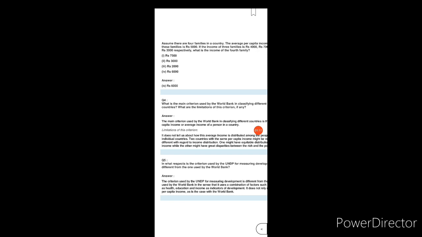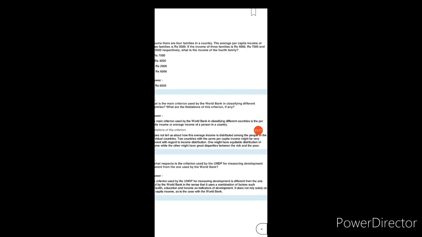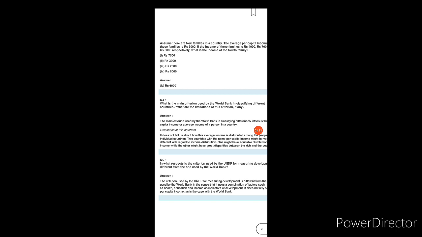Fourth question है, what is the main criterion used by the World Bank in classifying different countries? What are the limitations of this criterion, if any? Answer is, the main criterion used by the World Bank in classifying different countries is the per capita income or average income of a person in a country.